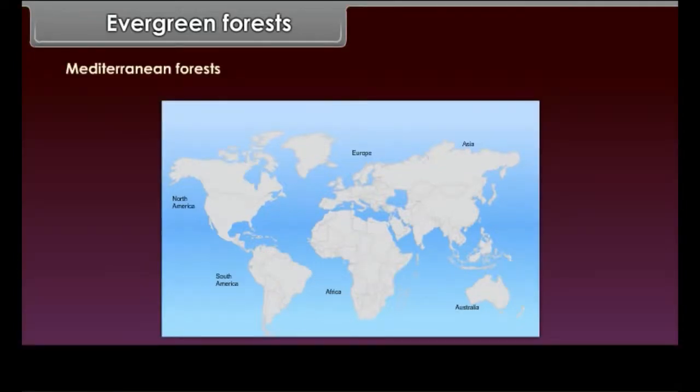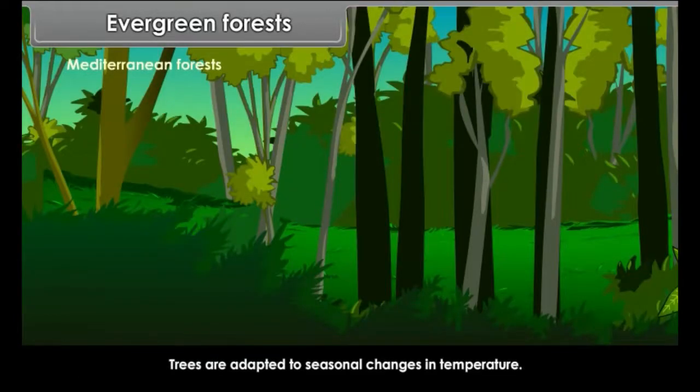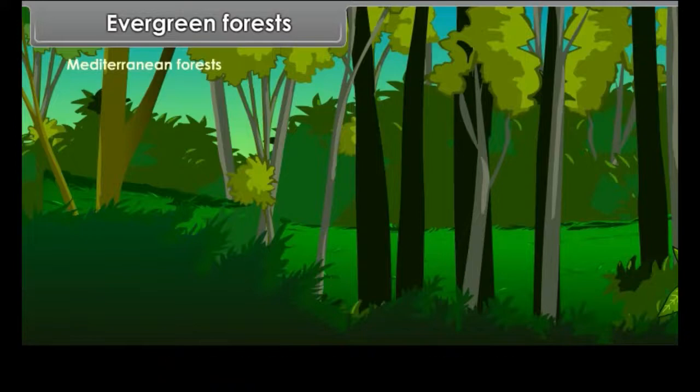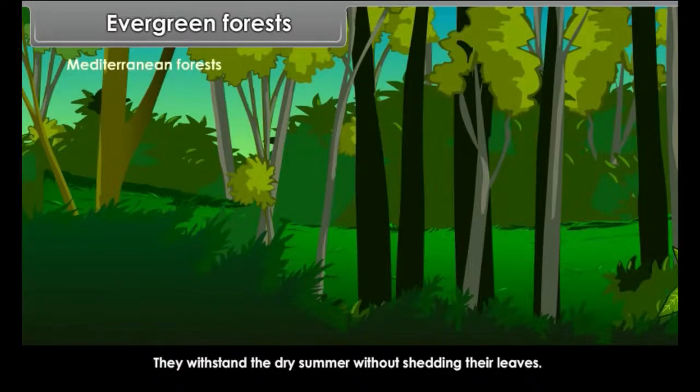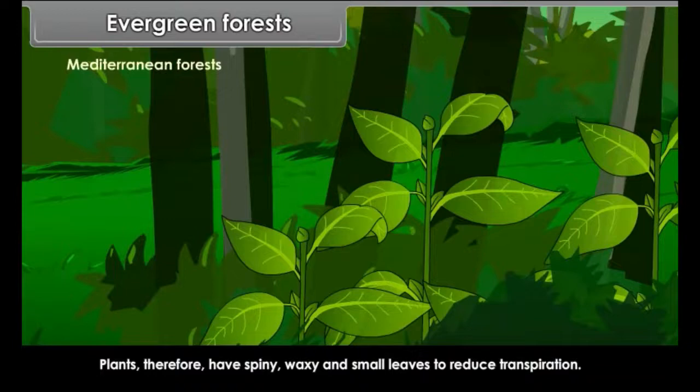Mediterranean forests. This type of vegetation is found largely in the areas around the Mediterranean Sea, like Italy, Spain, South France, Greece, California and southern Africa. Trees are adapted to seasonal changes in temperature. They withstand the dry summer without shedding their leaves. Plants therefore have spiny, waxy and small leaves to reduce transpiration.